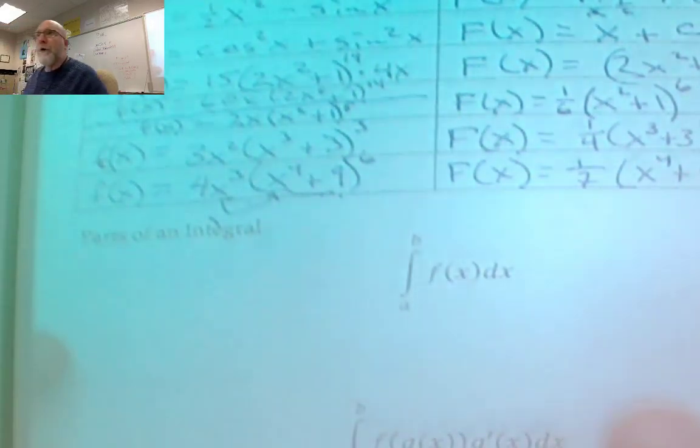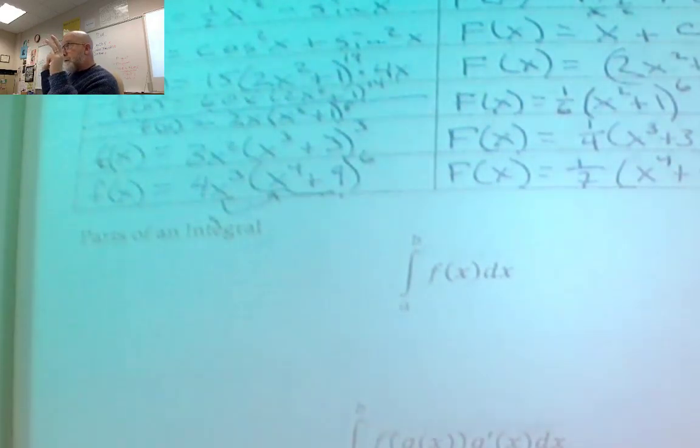So what are we going to get here, Carter? 1/7 times h to the 4th plus 9 to the 7th power plus c. Okay, perfect. Kind of getting the hang of it, folks?